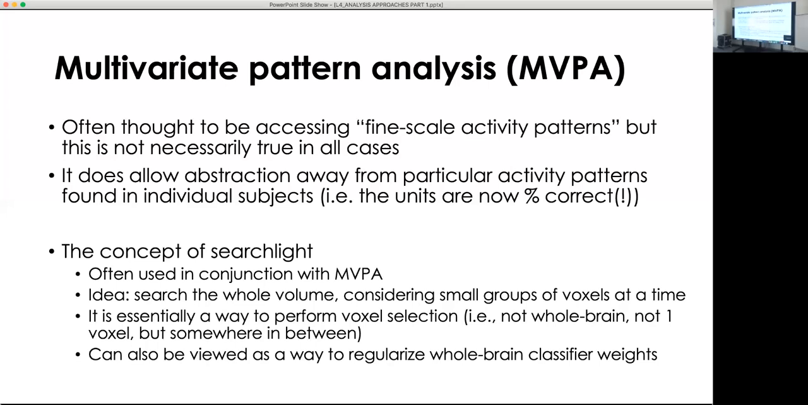For MVPA classification analysis, it doesn't necessarily need to be searchlight or looking across the whole brain. We can still use the ROI approach to have a hypothesis that this region of the brain should show differences between these conditions. And so instead of using subtraction and univariate analysis, I want to see how the different regions and conditions differ. I have a hypothesis about that. It's my analysis.